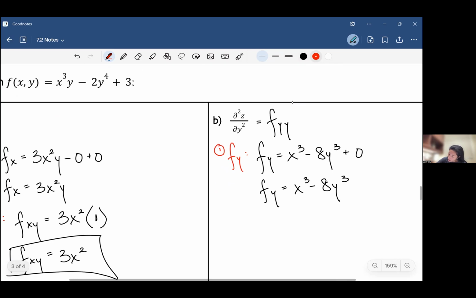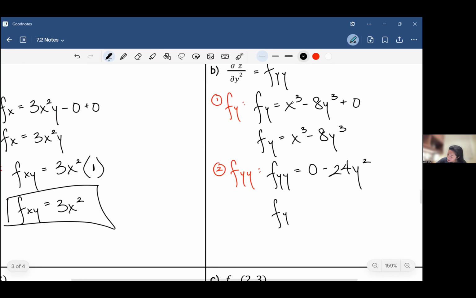And now that we found our Fy, we're going to find our Fyy. Like we're going to find another derivative with respect to y. So Fyy is, oh, how cool is this? X cubed has no y's, so that goes to 0. Minus 8 times 3 is 24, y squared. And let's clean this up. We get Fyy equals negative 24y squared.